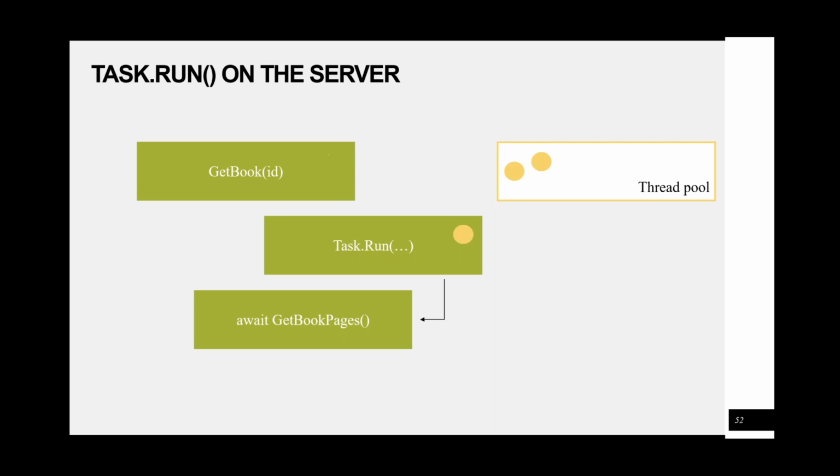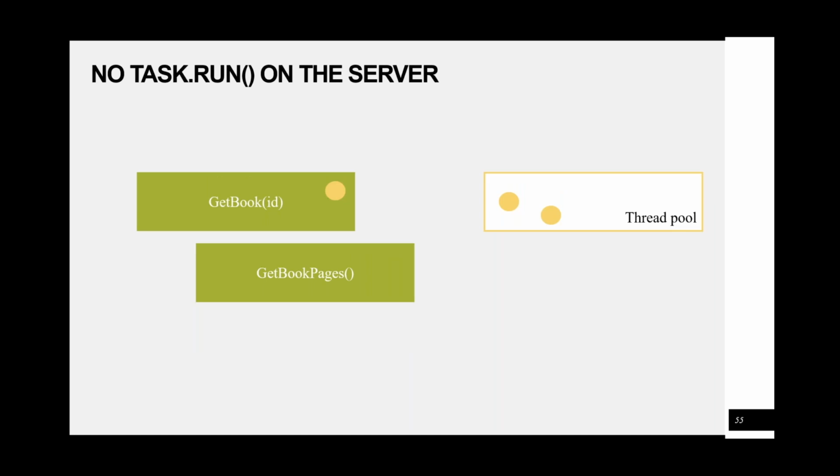That previous thread can now be returned to the thread pool because we no longer need it. We are awaiting this call. And at a certain moment, task.run is done, so that thread is returned to the thread pool again, and a new thread is required to continue with our getBook method. So this is essentially the flow of what happens when we use task.run on the server.